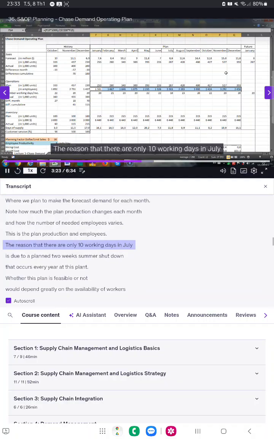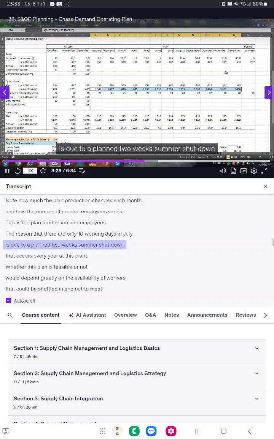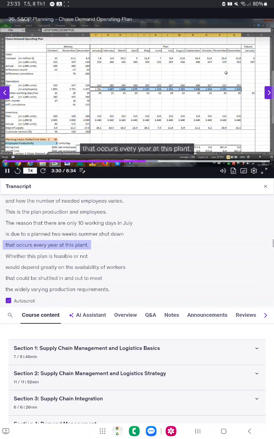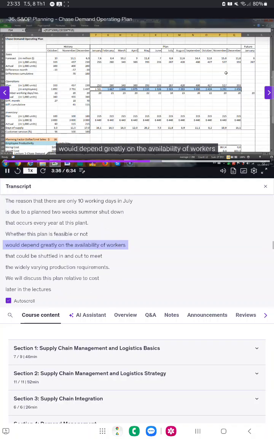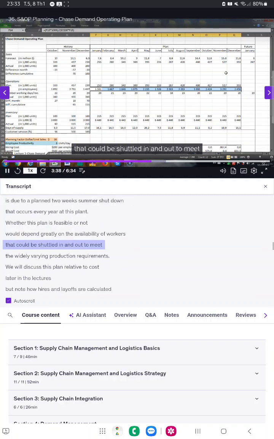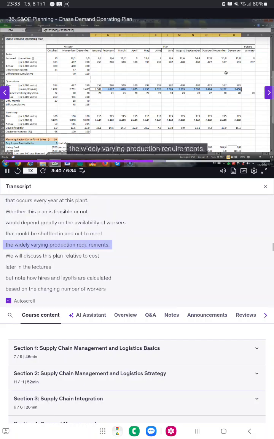The reason that there are only 10 working days in July is due to a planned 2-week summer shutdown that occurs every year at this plant. Whether this plan is feasible or not would depend greatly on the availability of workers that could be shuttled in and out to meet the widely varying production requirements.